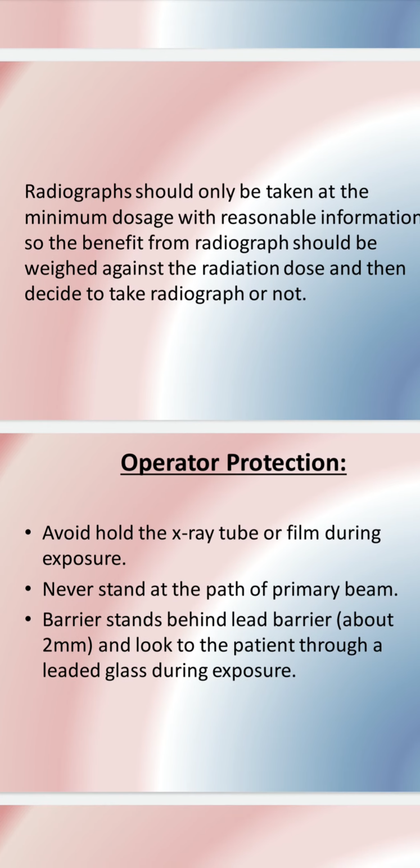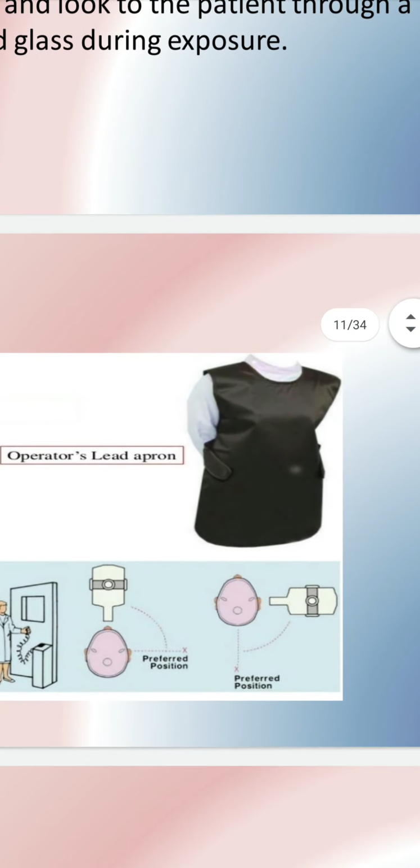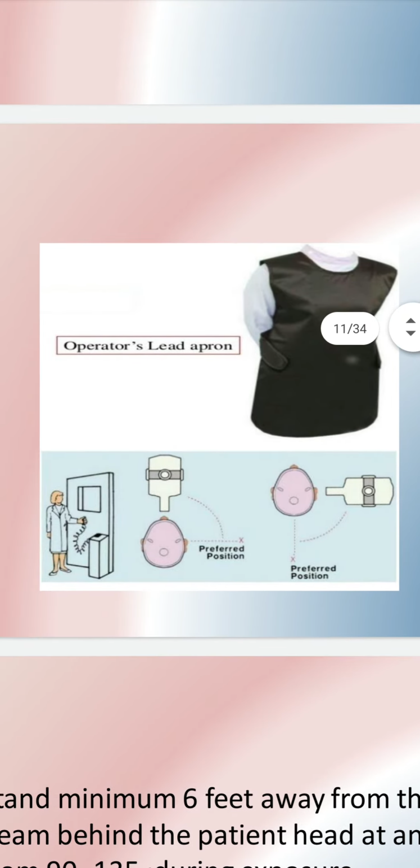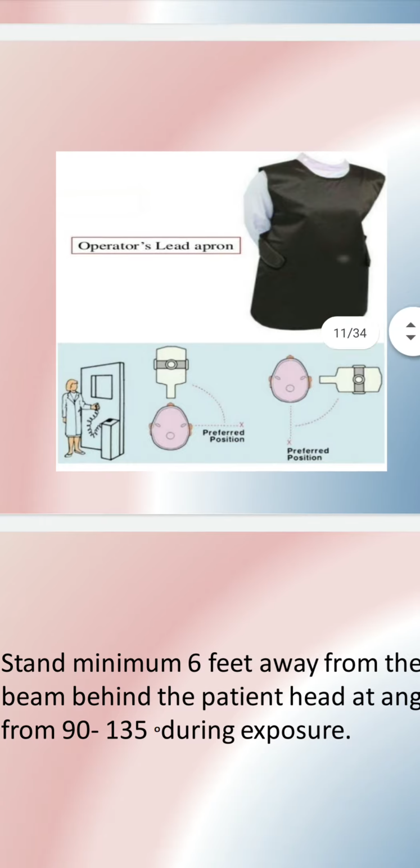Operator protection. Avoid holding the X-ray tube or film during exposure. Never stand in the path of the primary beam. Stand behind a lead barrier about 2 mm thick and look at the patient through leaded glass during exposure. This is the lead apron and this is the position of the operator with the patient position.